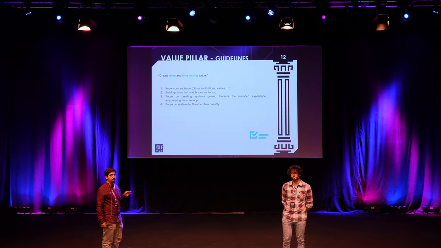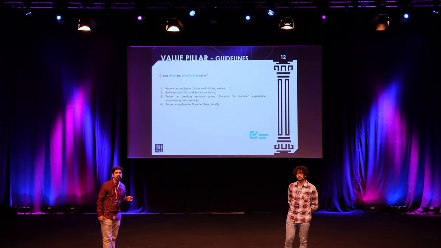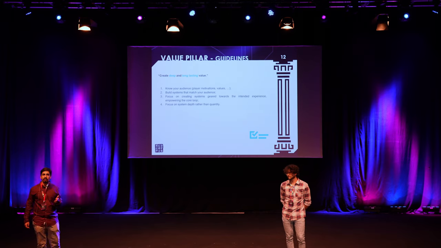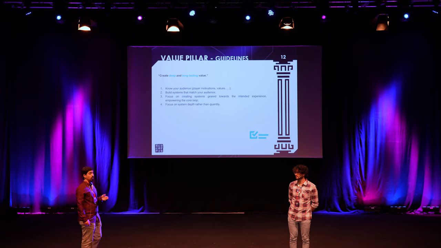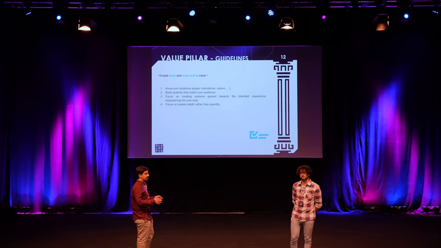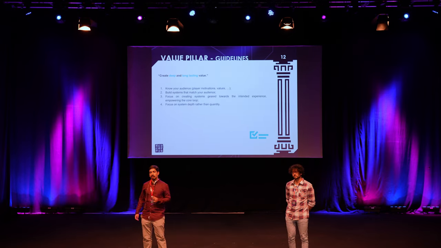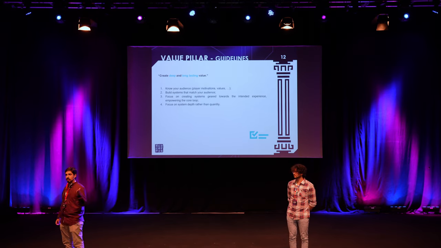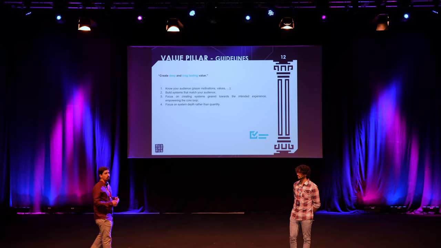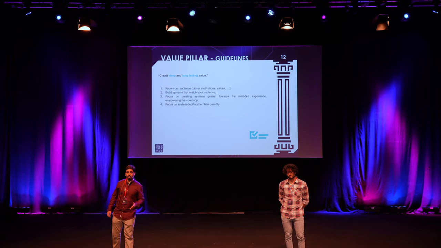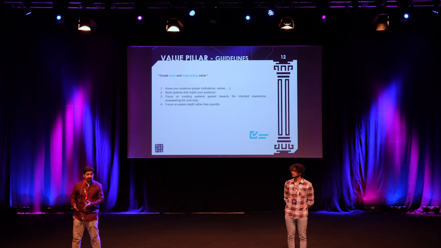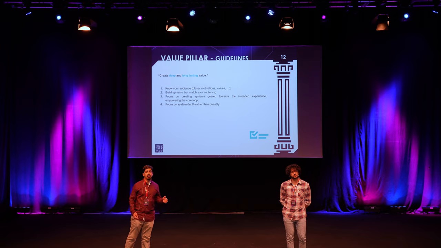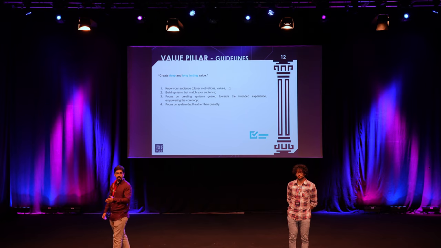To each pillar, we make some guidelines that we follow step by step and try to apply those to our products. On the value one, the first thing first, it's to know your audience. Know what those players you want to play your games expect from your game. What kind of values they follow, what kind of games they play. Then build systems around those and systems that can go forward to those expectations.